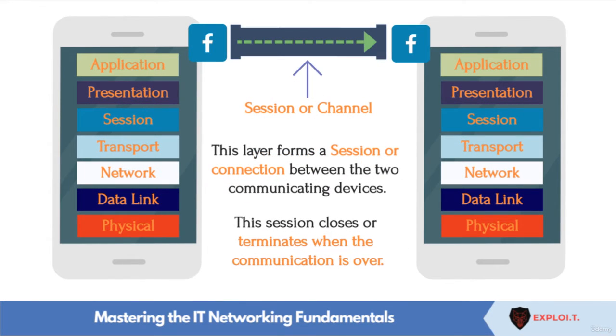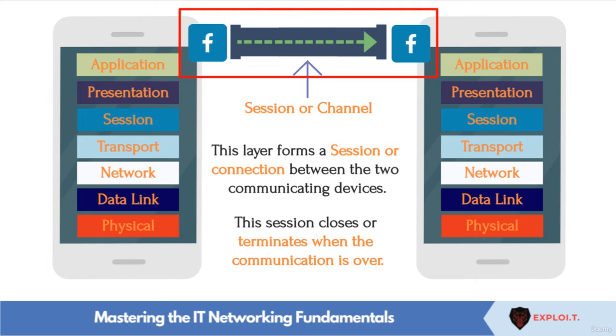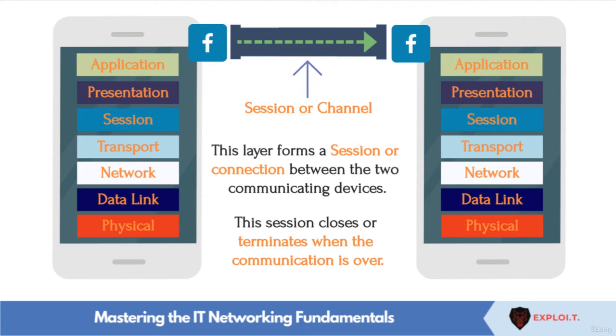Now before sending the message to the lower layers, the session layer makes sure that there is a channel or a communication link between the sender and the receiver. So the session layer connects the two devices by making a channel, a connection, a link or a session, whatever you call it. It makes a session or a link between the two communicating devices. So it forms a tunnel. You can see the tunnel between the Facebook on the left and the Facebook on the right. So it is making a tunnel between the two devices, or between the two applications that are running on either side of the communication. Whenever there is no need for communication to take place, this session is terminated and closed.